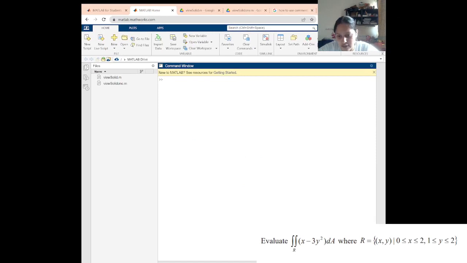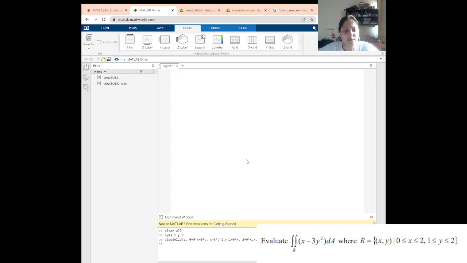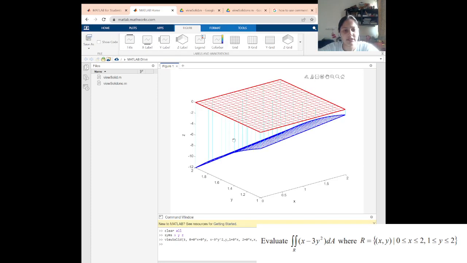So first of all, we start with clear all. We declare our variables syms x, y, z. Then we do our view solid and then we can see our figure. So this is our figure.